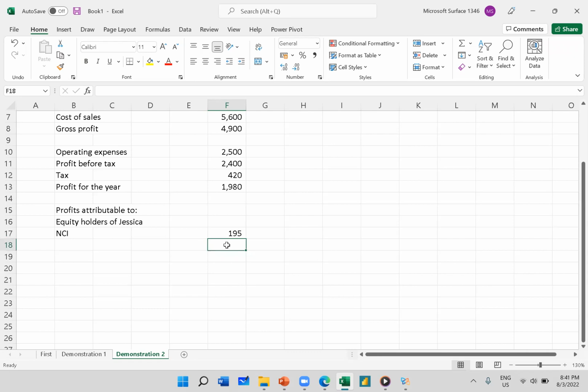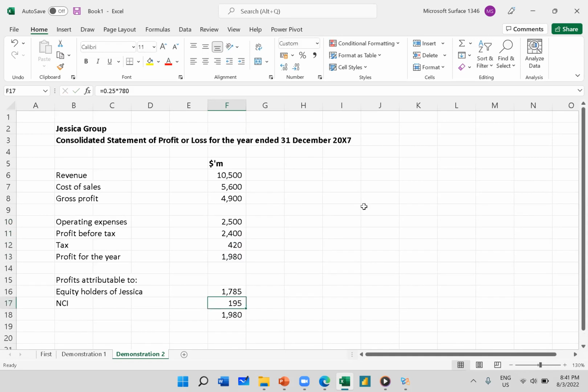And again, the total will be the same, 1980. And therefore, this will be the balancing figure, right? The equity holders means the parents. If NCI gets 195 from the total 1980, therefore the balance when I deduct belongs to the parent. That's it. That's it. Right?